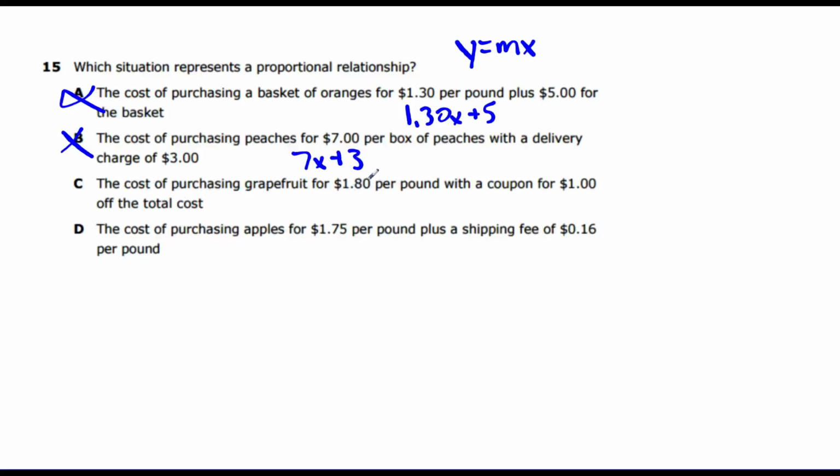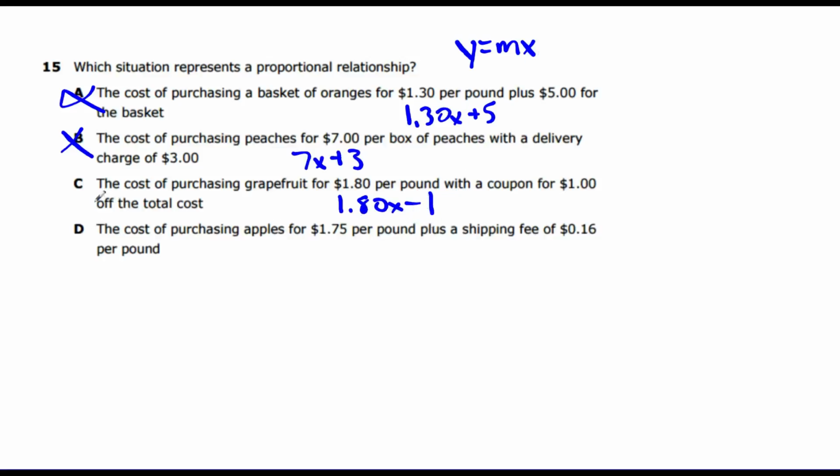Cost of purchasing grapefruit, $1.80 per pound with a coupon of $1 off. Alright, so this is $1.80 per pound, so $1.80x. A coupon decreases the price. This would be minus $1. But still, that's adding something at the end.